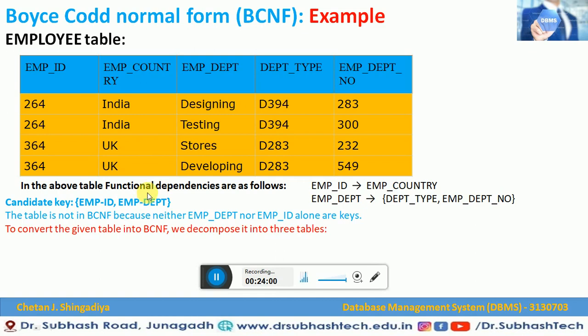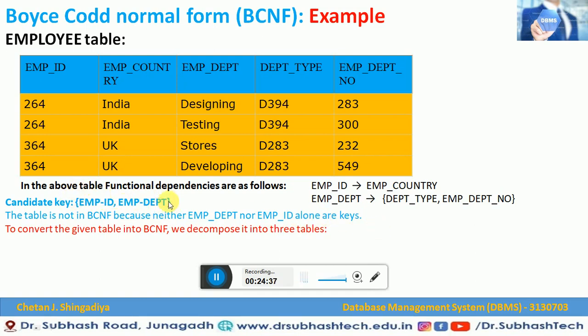Now in the above table, the functional dependencies are as follows. Employee ID determines employee country, and employee department determines department type and employee department number. Employee ID and department ID are our candidate keys. The table is not in BCNF because neither employee department nor department ID alone is a key. That means these are combined keys.